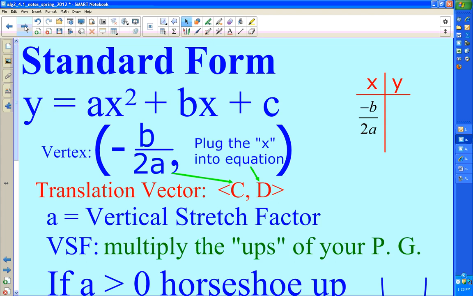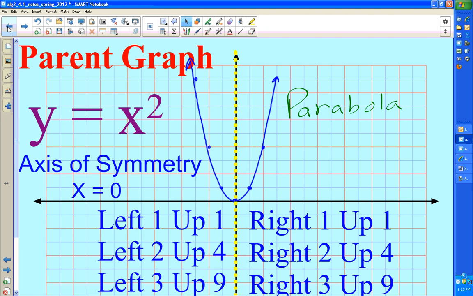Three forms of quadratic equations. First one, standard form. From standard form, we know a whole bunch of stuff. Remember back, here's our parent graph though, right here. y equals x squared, and the line of symmetry right here is this dotted yellow line. It is not part of the graph, it's imaginary.